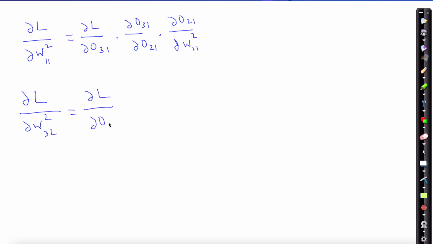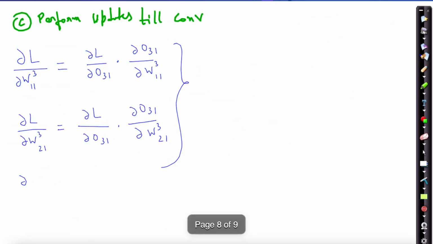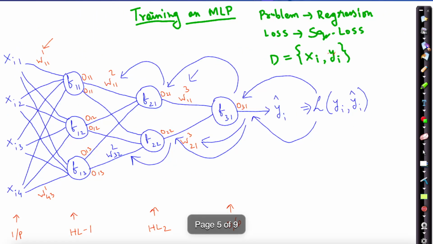How can we write it? We can write it as it depends on O31. O31 in return depends on O22, and O22 depends on this particular weight. Sorry, I have to just go back and forth, but you can write in a single page and you can refer to it, right? So this is how you can find all the weights in this particular layer.